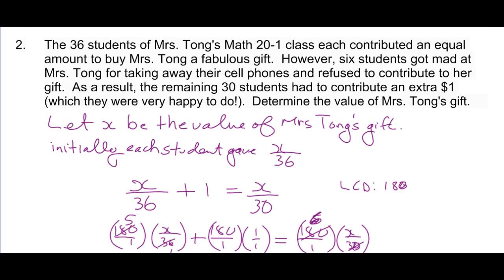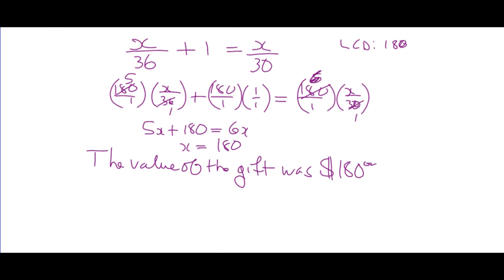Now the fourth step in George Polya's problem solving is to look back. So 36 students. What's 180 divided by 36? 5. So initially they each kicked in $5. 6 kids withdrew, everybody had to put another $1 in, so now they've each got $6, but there's 30 of them, and 6 times 30 is 180. Solved. It works. Questions?